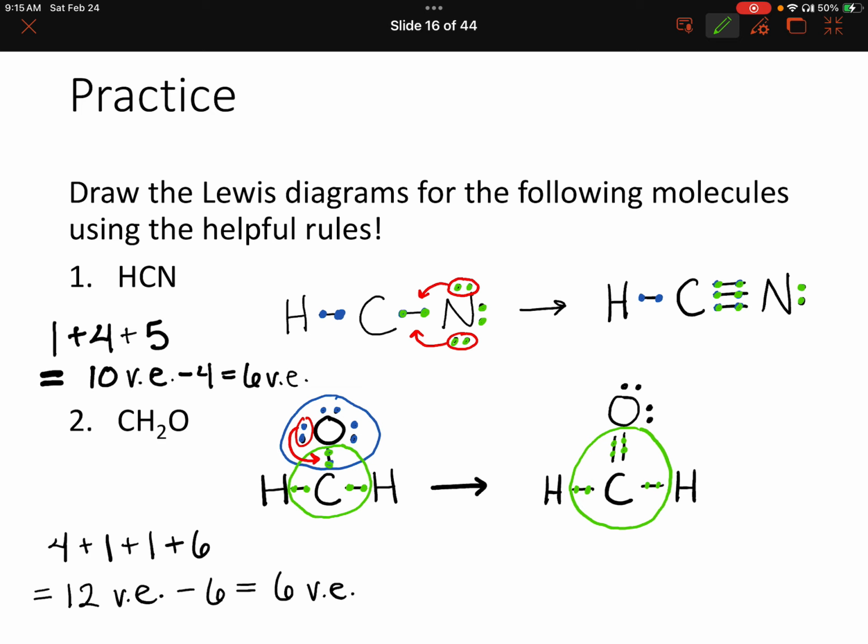Okay. So hopefully that all made sense. Again, there's 2 different ways to figure out Lewis diagrams. So whichever way works best for you is fine, as long as you get the right answer each time.